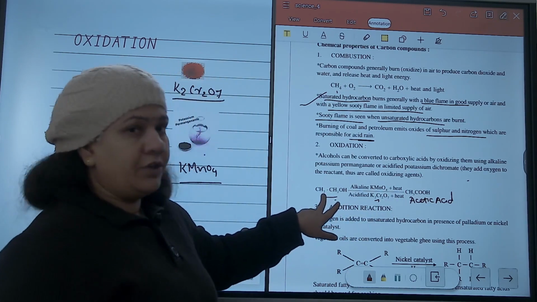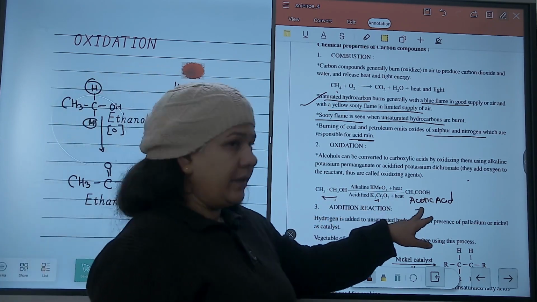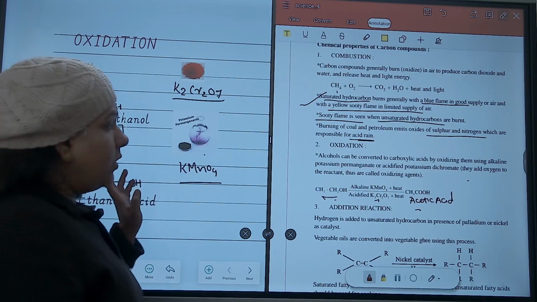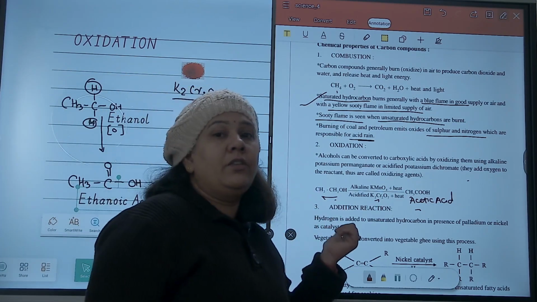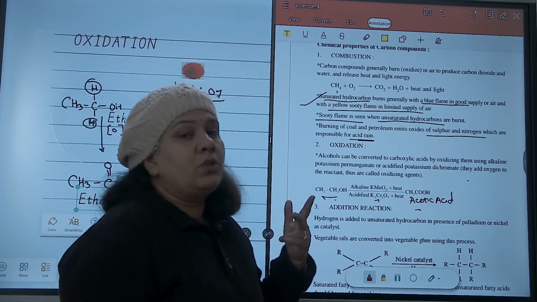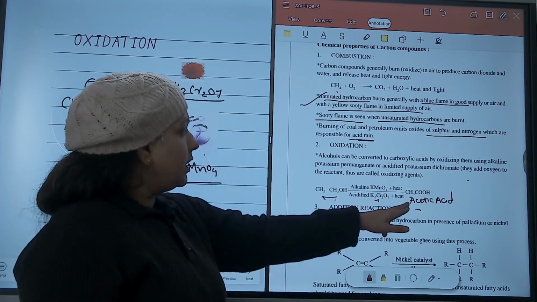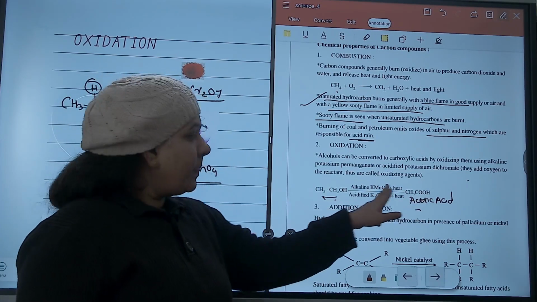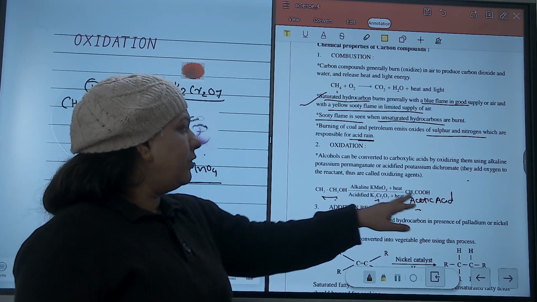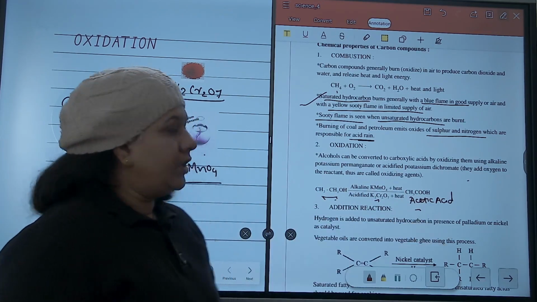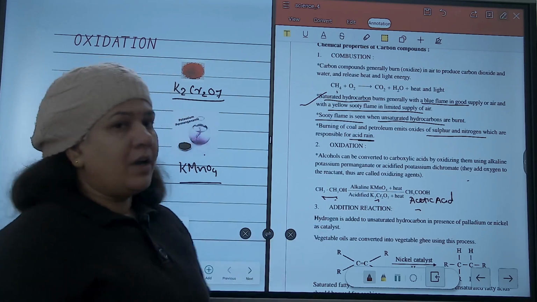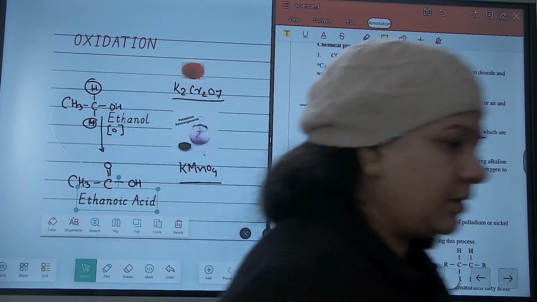Okay, now the conversion of ethanol to ethanoic acid I have already explained, because it is also asked why this is called oxidation. So you have to write that two hydrogen atoms are replaced by single oxygen atom. So replacement of hydrogen with oxygen is oxidation reaction. Next we come to addition reaction.